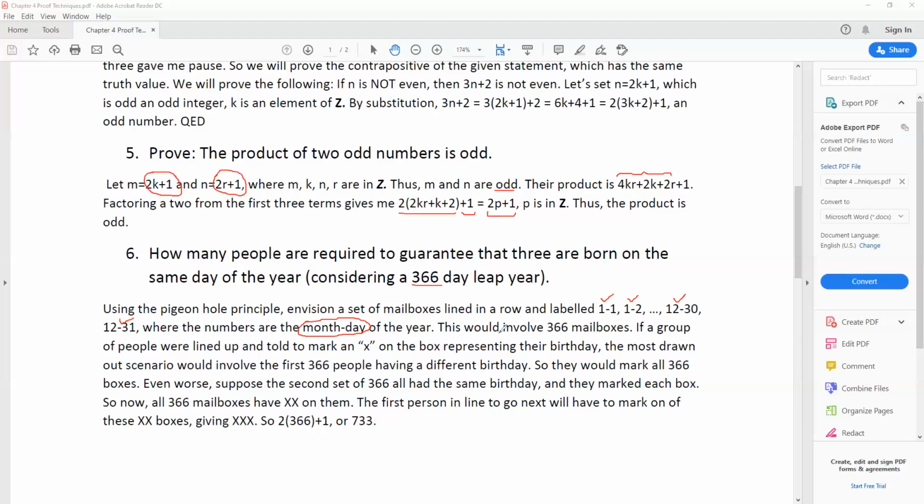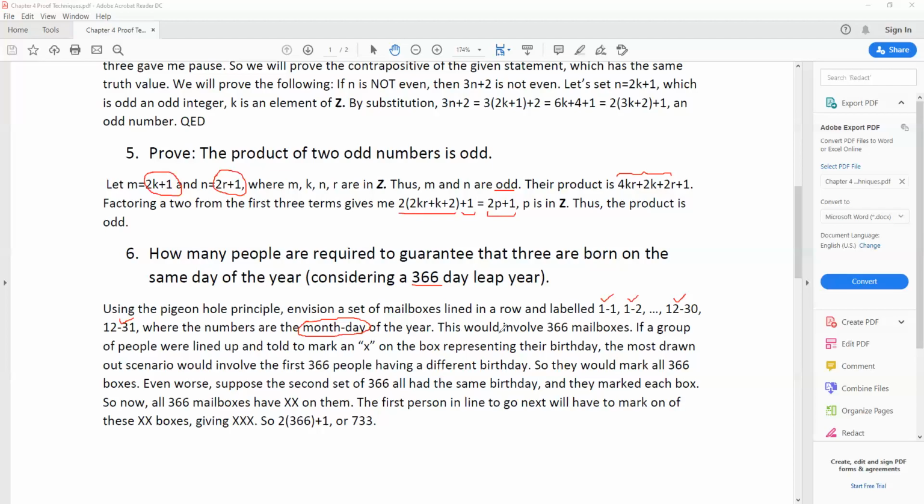And suppose you line up 366 people and you give them all a Sharpie and you say, everyone go to your mailbox that designates your birthday and mark it with an X. So all 366 take the Sharpies, they go to the respective mailboxes and they mark them with an X. Well, the most long and drawn out scenario would be if everyone happened to have a different birthday. That means that all of your mailboxes would have one X.